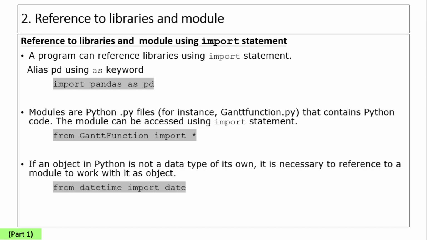If an object in Python is not a data type of its own, it is necessary to reference a module to work with the object. For example, date in Python is not a data type of its own. We import the date function explicitly from a module named datetime: from datetime import date.